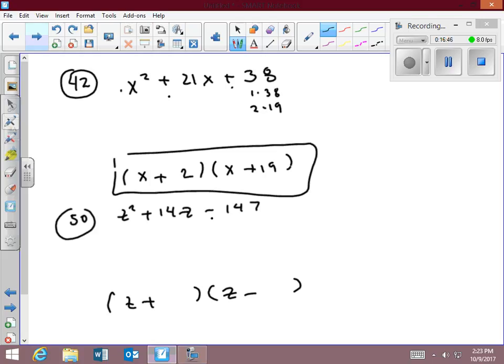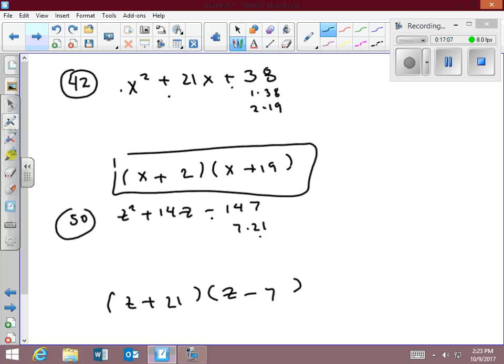So 7. Okay, what'd you say? 7 and 21. So this 14 is positive. The larger number, 21, must be positive, and the smaller number must be negative.